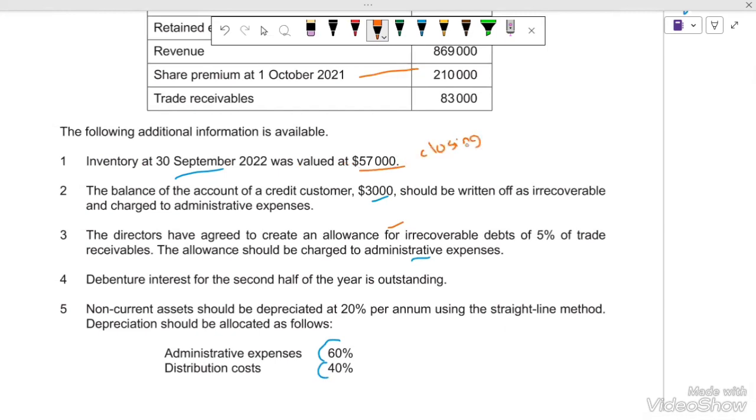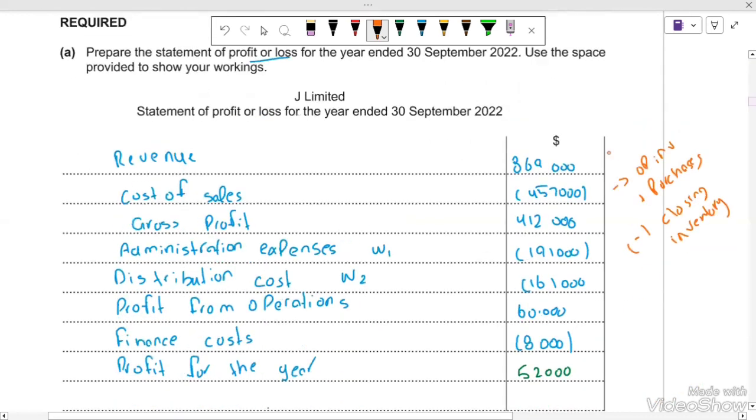So minus 57,000 from the total of opening inventory and purchases. You will have 457,000. When you subtract the cost of sales from the revenue, we have gross profit 412,000. Okay, so now we are going to calculate the expenses.